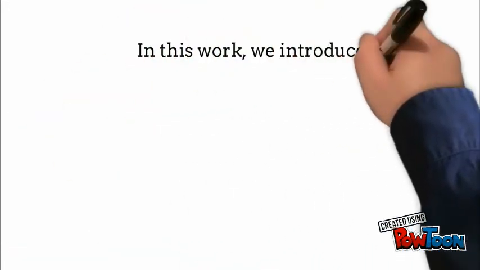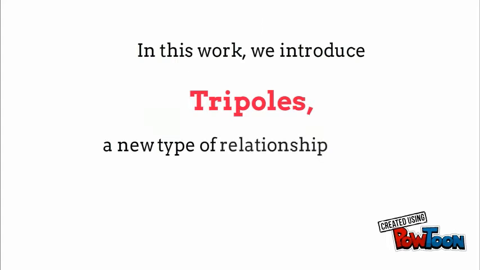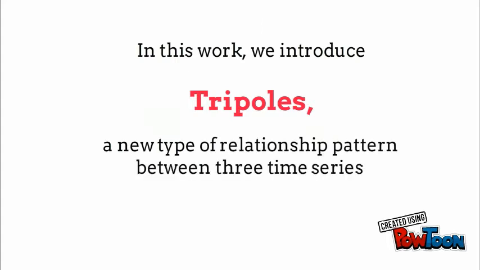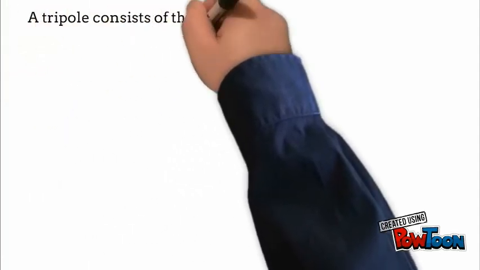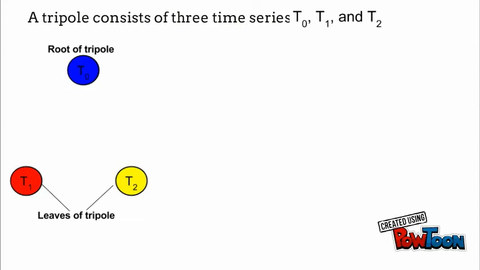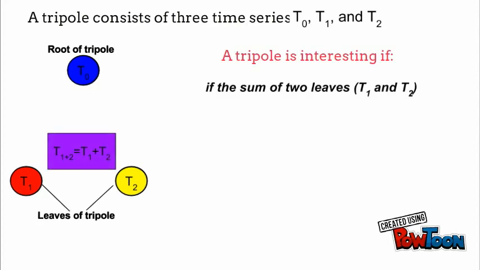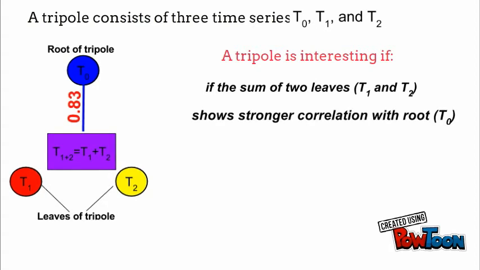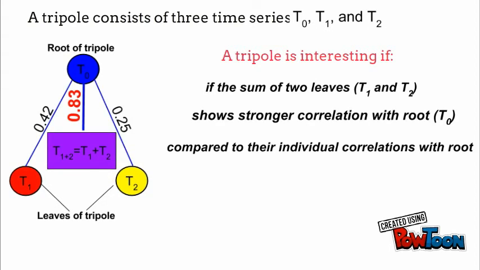Therefore, in this work, we take a step ahead and introduce a new class of relationships between three time series called tripoles. A tripole consists of three time series. Let's refer to T0 as root and T1 and T2 as leaves of tripole. Then, a tripole is interesting if the sum of two leaves shows much stronger correlation with the root compared to what they show with root individually.